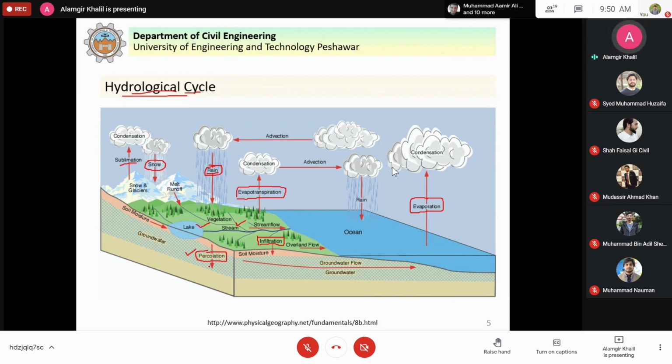We have deep percolation, if the water moves down and then it joins the groundwater, which represents the saturated water in the soil profile, no air, that is the groundwater. And then this groundwater can connect with the ocean, and you can see here the water goes back to the ocean, and this is how this cycle continues. And in hydrology, you study all the details of these different components of the hydrological cycle.